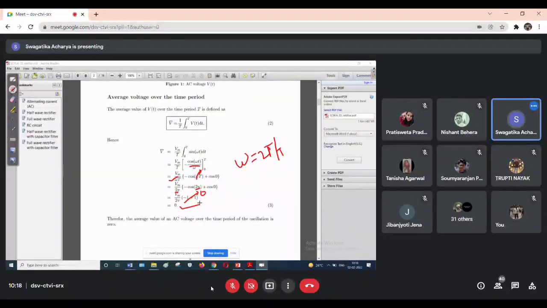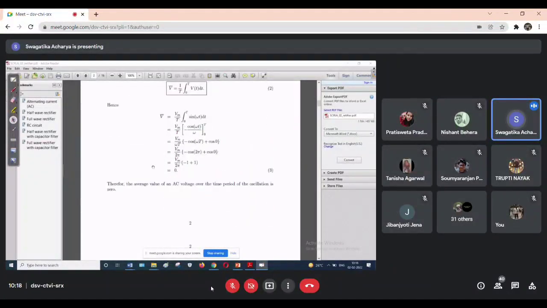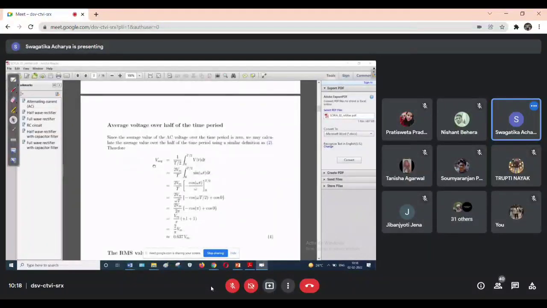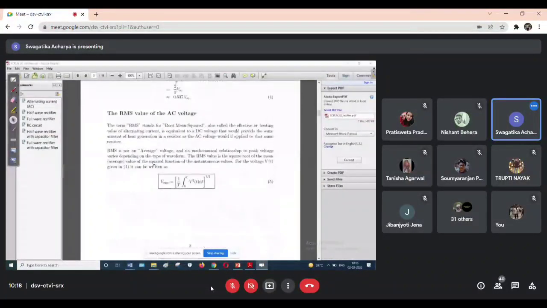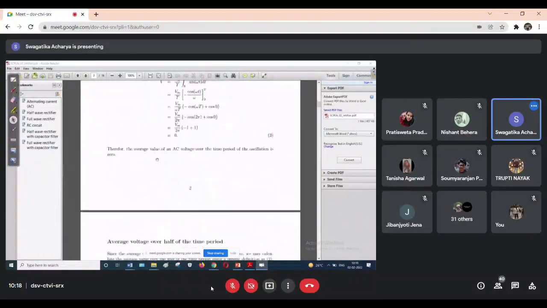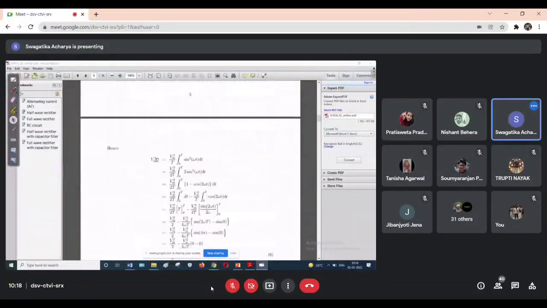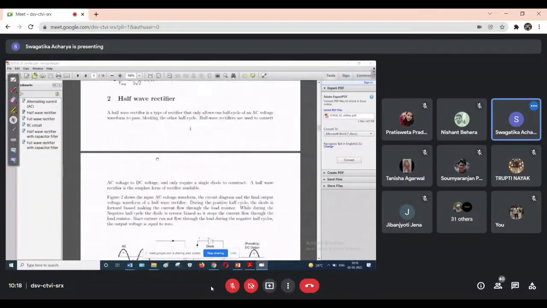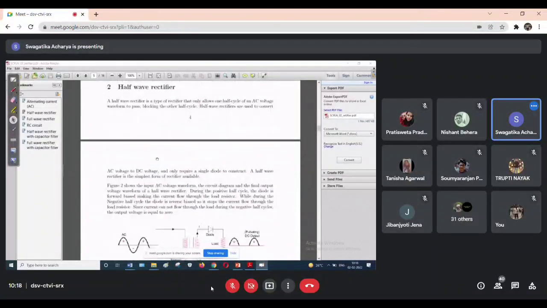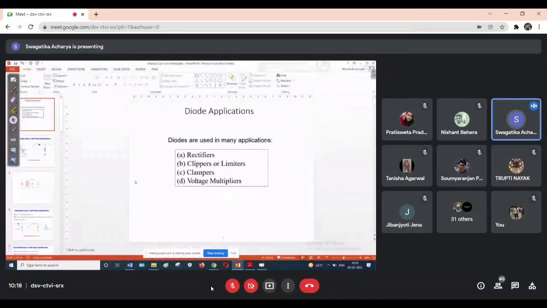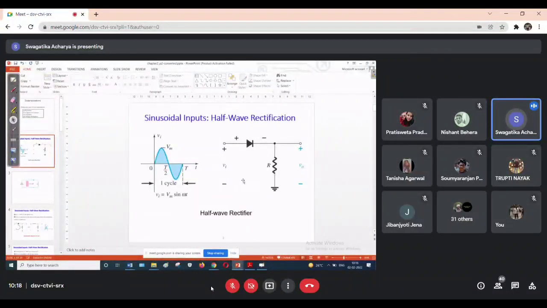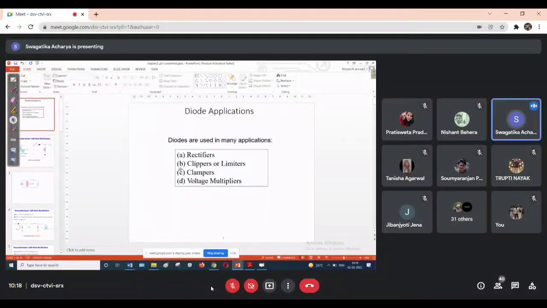So these are the basics we have just covered. Now coming to the main topic, that is our rectifier. Okay, so basically we will start with the rectifier. What is a rectifier? Do you know what a rectifier is?